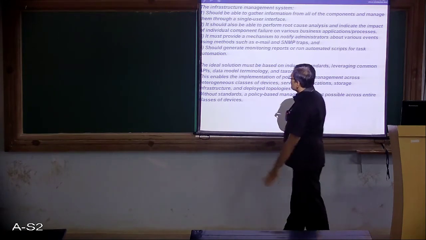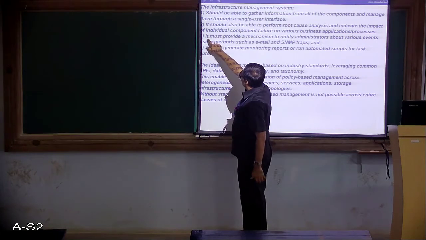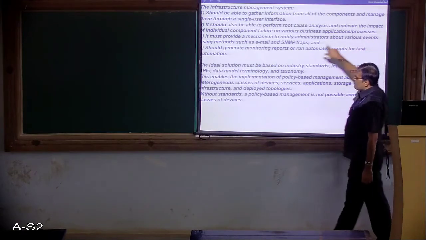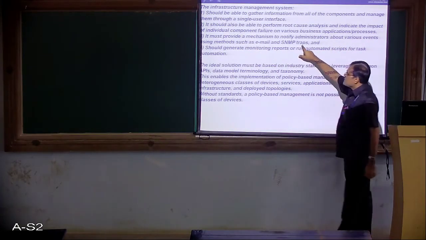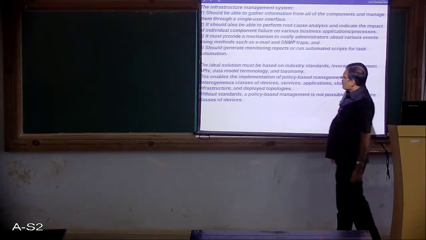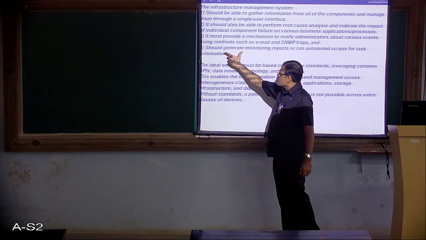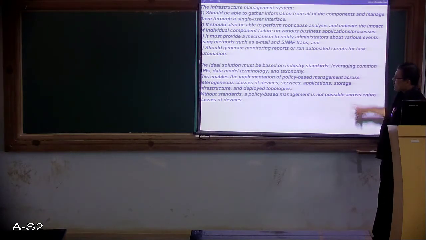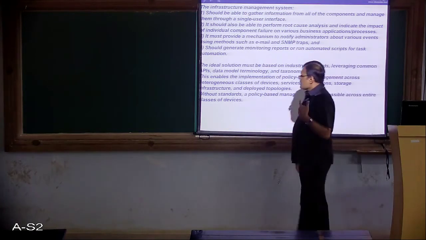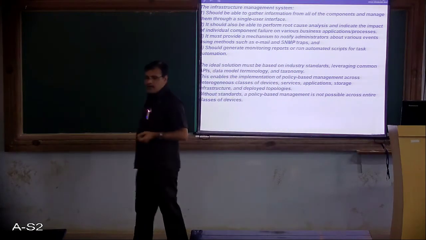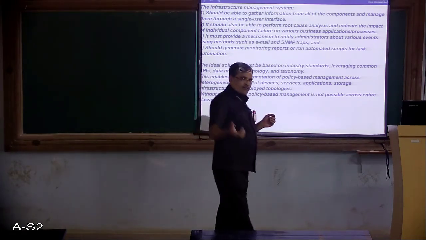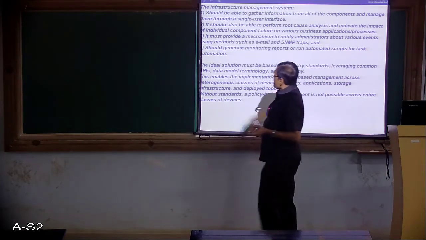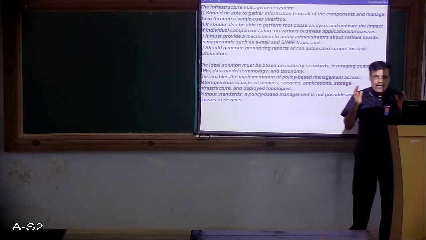The third objective is that the ideal solution must provide a mechanism to notify administrators about various events using methods such as email and SNMP traps. This is one more objective the ideal solution should include. It should also generate monitoring reports or run automated scripts for task automation. Continuous monitoring is very important, so monitoring status and monitoring reports, in other words the health report of all the devices, need to be generated at regular intervals. These are the four factors which make our ideal solution.